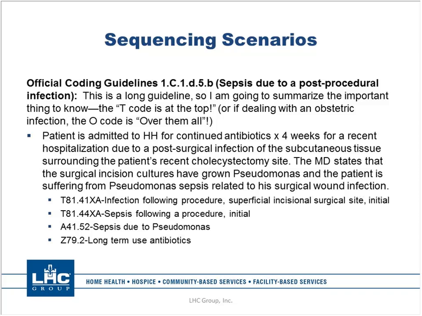So we have to have at least 3 codes here. Our infection code for whatever the underlying infection is. Then we have our sepsis code, which is our sepsis following a procedure code. And then our systemic infection code, which is sepsis due to Pseudomonas. I can hear everybody moaning all the way from here, even though you're all muted.